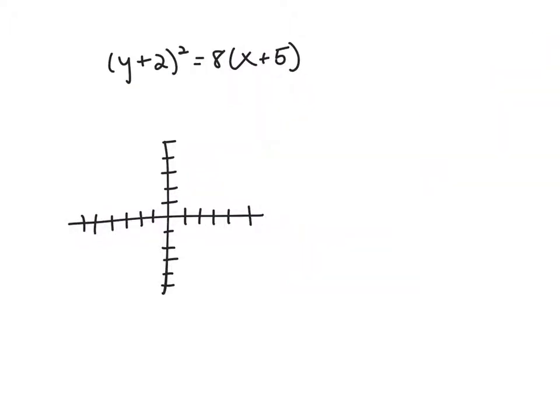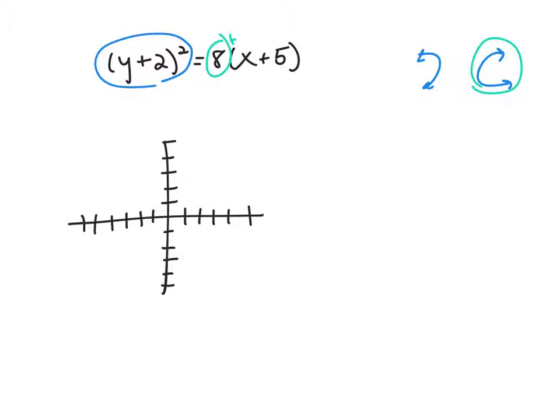Same deal for this one. First, we need to find out if it's horizontal or vertical. Since it's y squared, that means it's going to open either left or right. And then since the a is positive, so a positive value, that means we're going to be opening to the right.